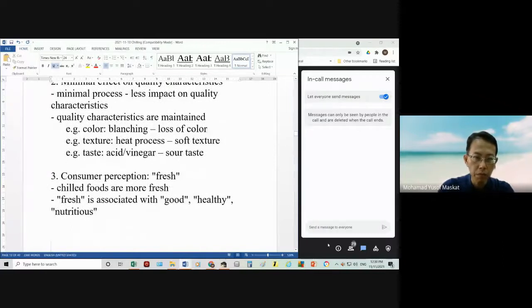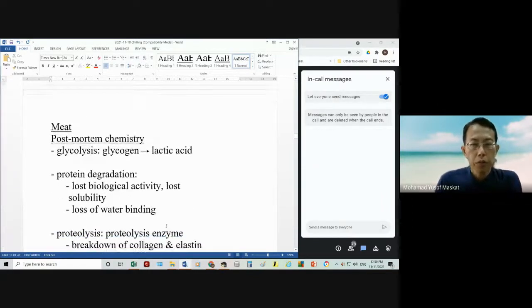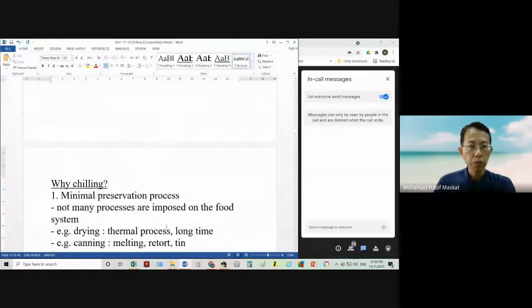It is being used. And then consumers also like the perception of fresh, because fresh is perceived as being more healthy, more good, more nutritious. So when we are preserving using chilling, there's not much change, not much different compared to the original food products. So people prefer that because it is more fresh to them. So that is a little bit about chilling.